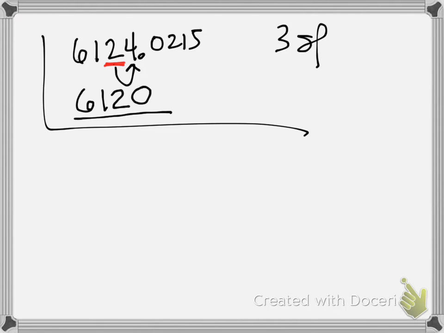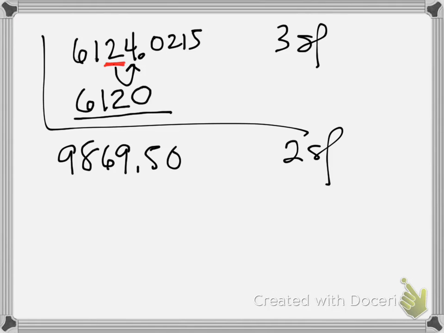Okay, now we have 9869.50, and we want to take this to 2 sig figs. So again, I'm going to do my little, oh hey, that's the number I'm going to keep. And I'm rounding it based on what comes after it. And we just do 5 and 1 to 4, don't round, 5 and up, do round.